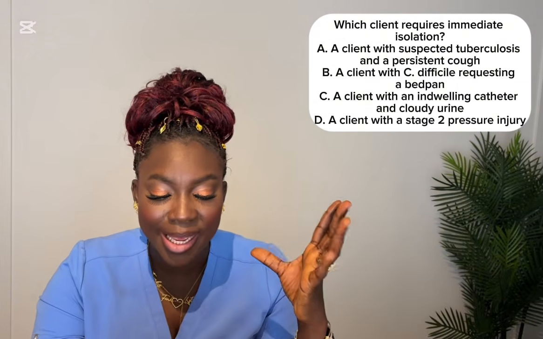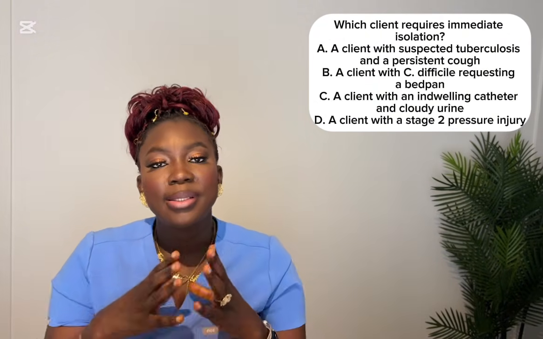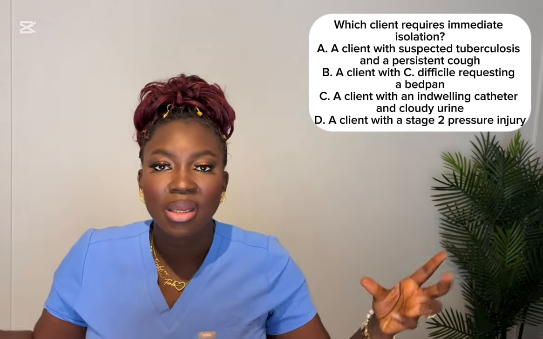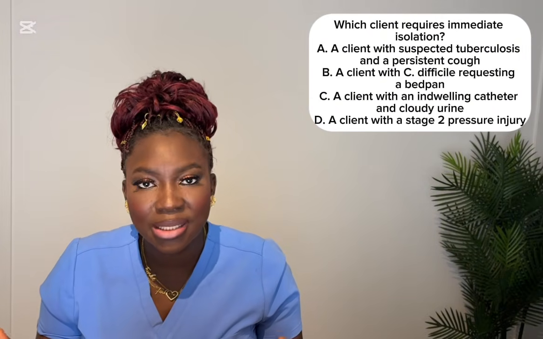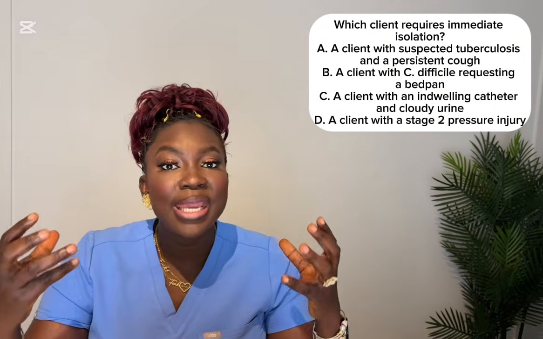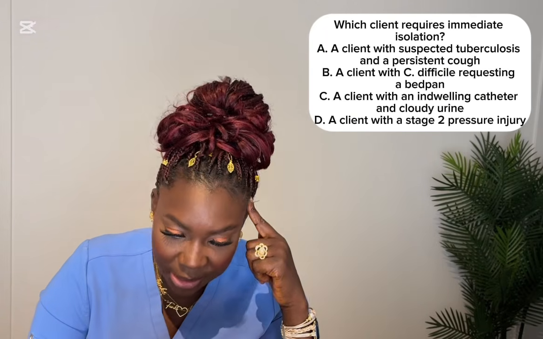Guys, the right answer is A: a client with suspected tuberculosis and persistent cough. TB is airborne, so as they are coughing, they are infecting the whole place. They need to be isolated immediately, right? To prevent other people inhaling those particles and getting infected. That's why that's the right answer.